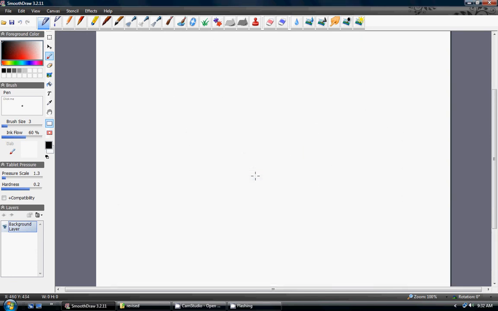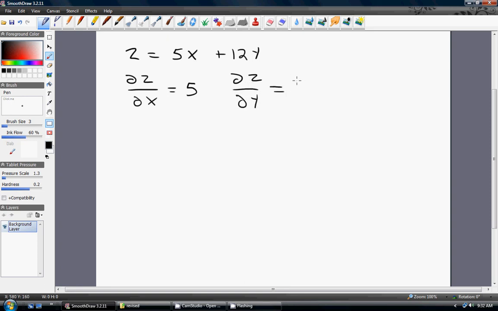Let's do some other examples. Let's say that z equals 5x plus 12y. Partial derivative of this with respect to x is just 5. Here, this 12 times y is just treated as a big constant, and the derivative of a constant is 0. That falls away. And likewise, the partial derivative of z with respect to y is just going to be 12.